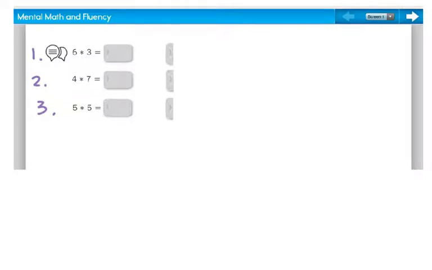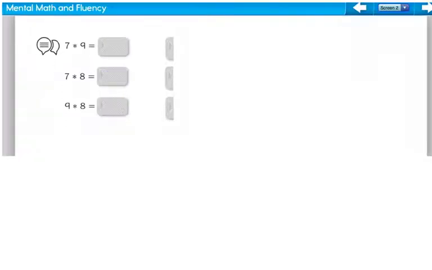6 times 3 is 18. 4 times 7 is 28. And 5 times 5 is 25. You are welcome to use your multiplication chart, although it is the expectation of the district that you have them all memorized by December. Go ahead and erase your whiteboard.